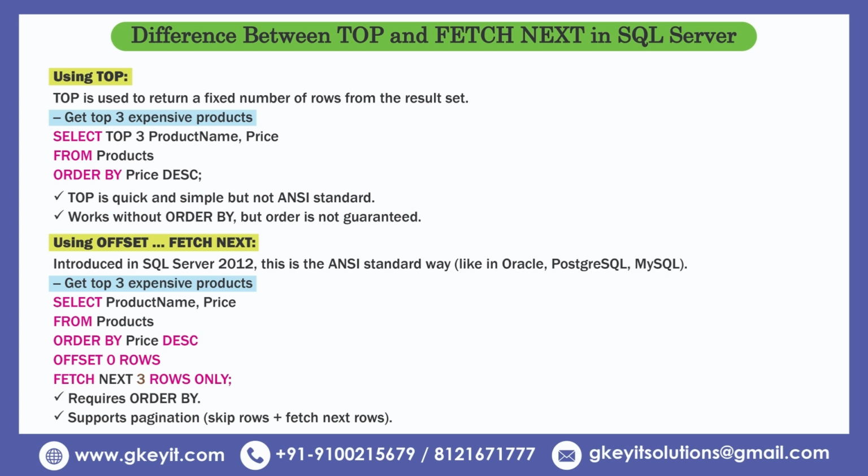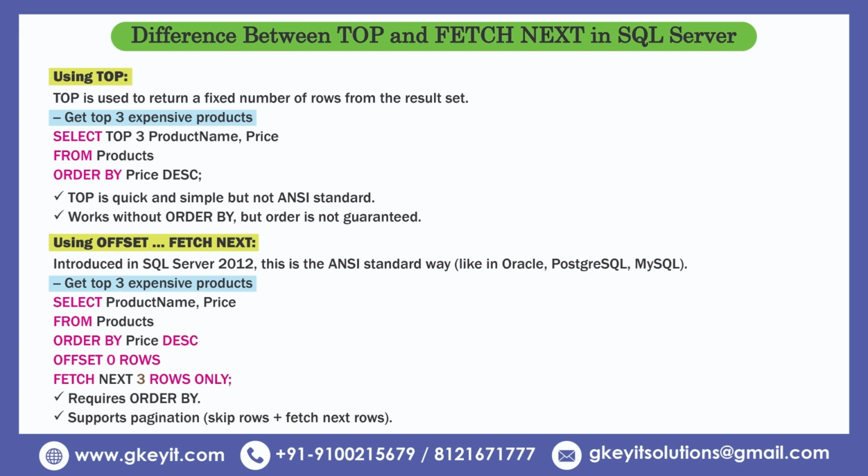Offset fetch next was introduced in SQL Server 2012. This is the ANSI standard way, like in Oracle, Postgres and MySQL. To get the top 3 expensive products using offset and fetch next, we have this query: select product name, price from products order by price DESC offset 0 rows fetch next 3 rows only.